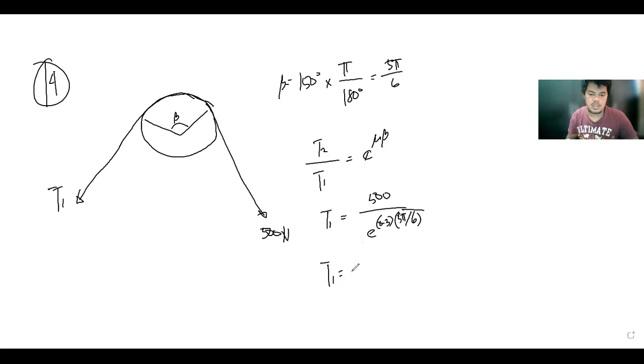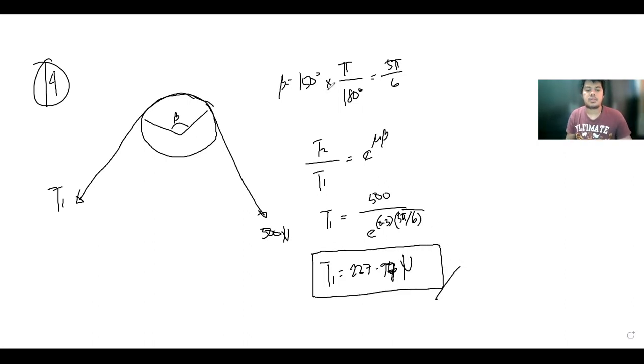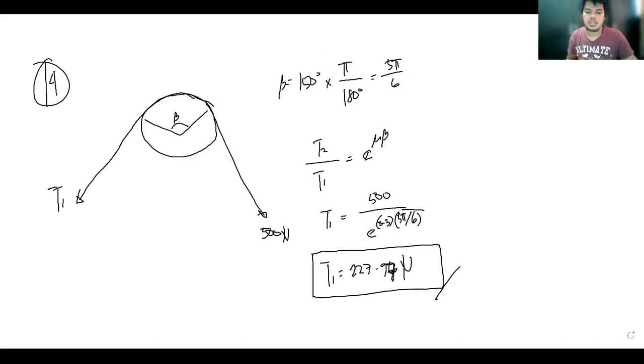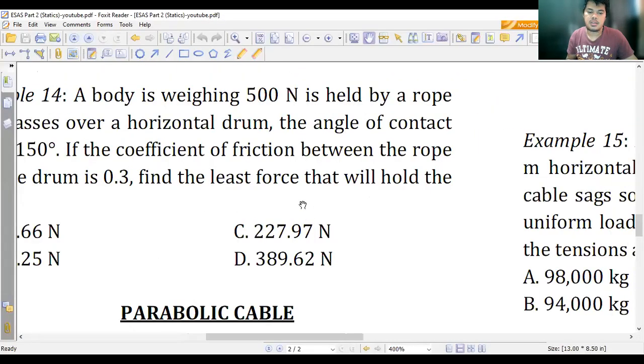Okay. So T1 can then be calculated directly as 227.97 Newton. Okay, for the T1. Let's check though. If we have 227.97 Newton as the answer, that's in letter C.